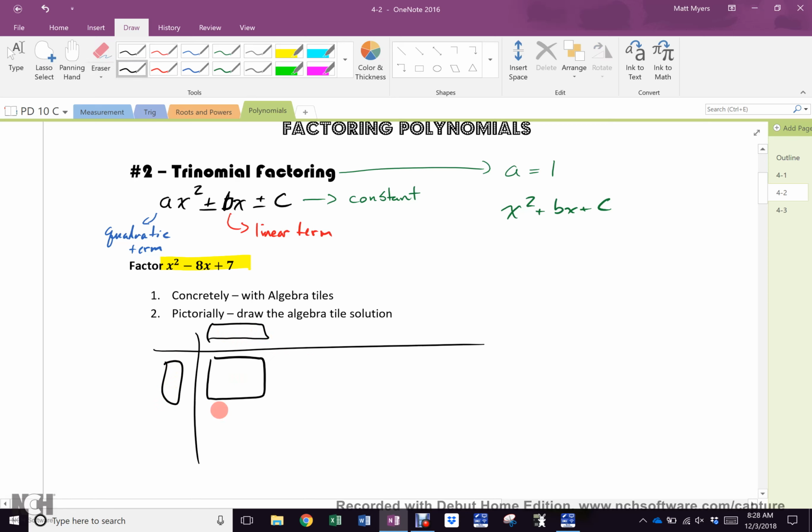And I've already got my x squareds. So what must go here? I got to put a singleton there, don't I? Right? Okay, so now we're in business. So now one of my factors has to have a singleton, right? Okay. And then what would happen? What would this be? That would be an x, right?